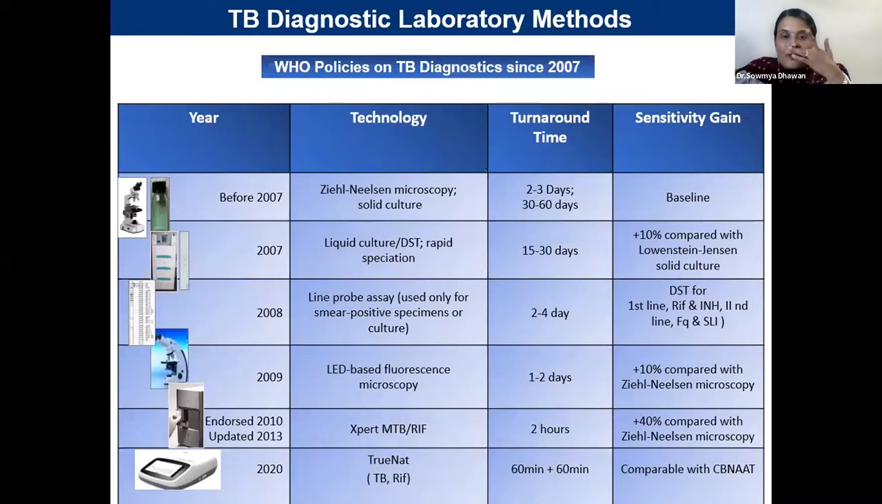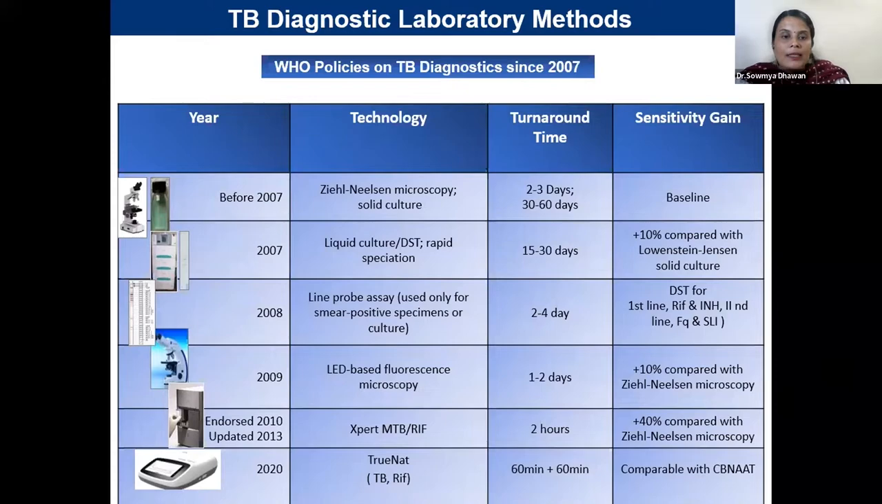In the case of Ziehl-Neelsen microscopy and solid culture, the turnaround time is around 2 to 3 days and 30 to 60 days respectively, and the sensitivity is the baseline sensitivity. Second comes the liquid culture, which we introduced after 2007, with a turnaround time of 15 to 30 days, depending upon the bacterial load in the sample. The sensitivity gained is plus 10% compared with that of the Lowenstein Jensen solid medium.